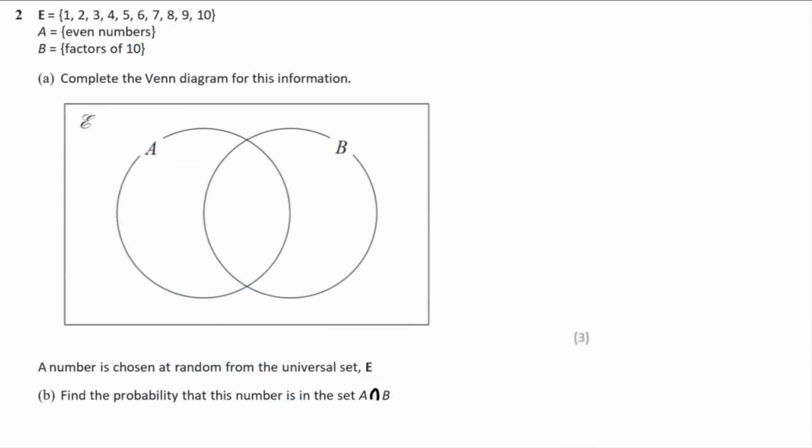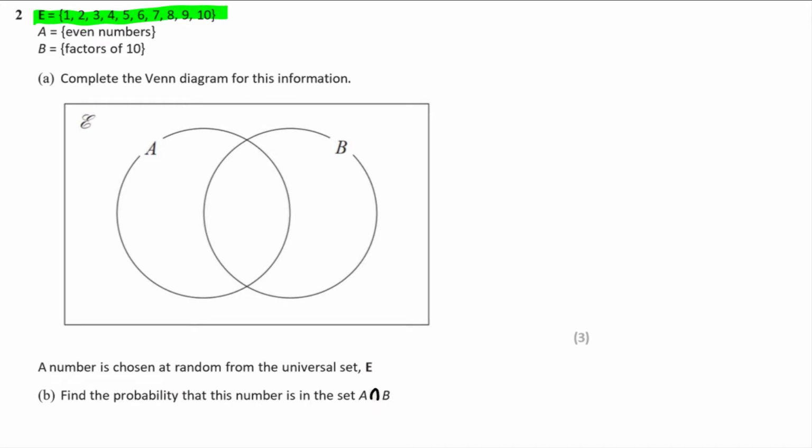Question 2. E, the universal set, contains numbers 1, 2, 3, 4, 5, 6, 7, 8, 9, and 10. A is a set of even numbers, and B is a set of factors of 10. Complete the Venn diagram for this information. So we've got to put all those values from the universal set in the diagram. So all those need to go in.